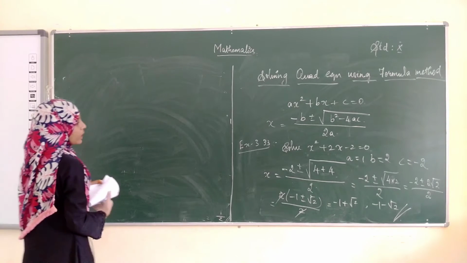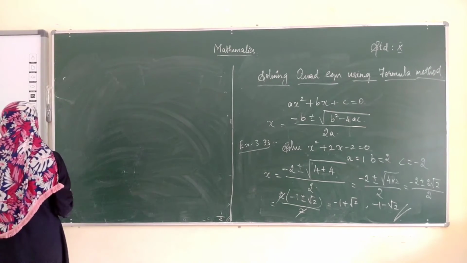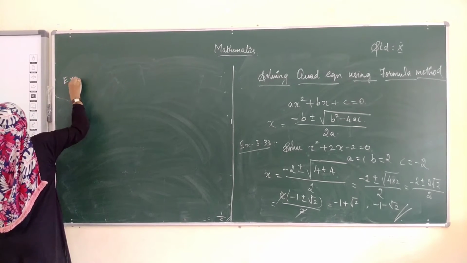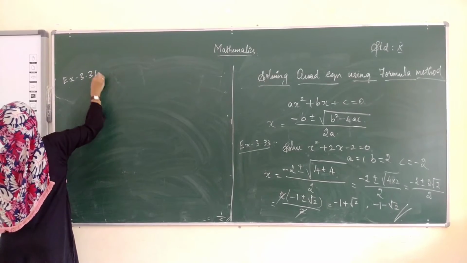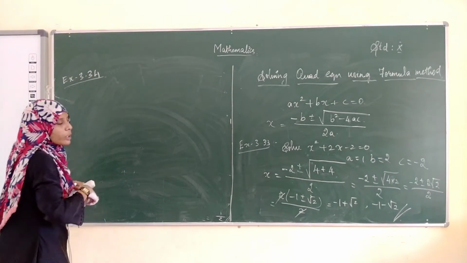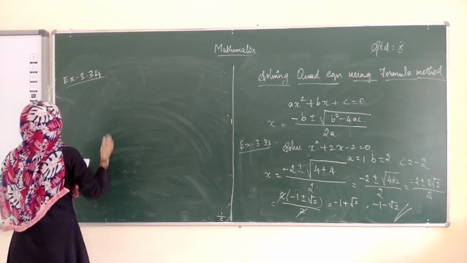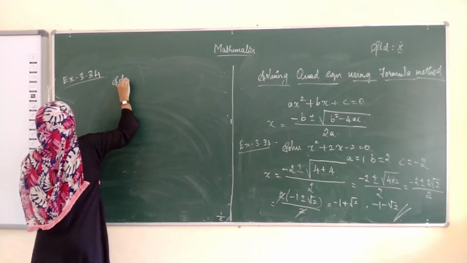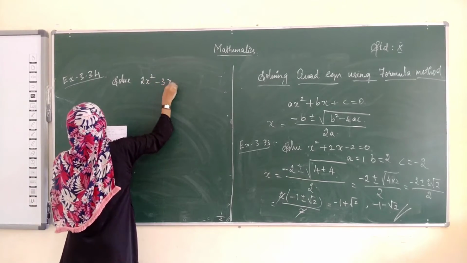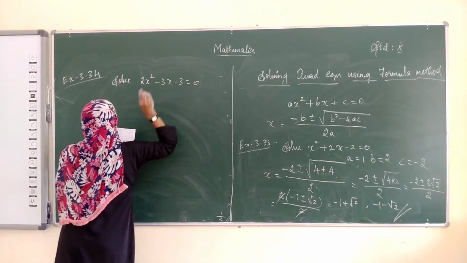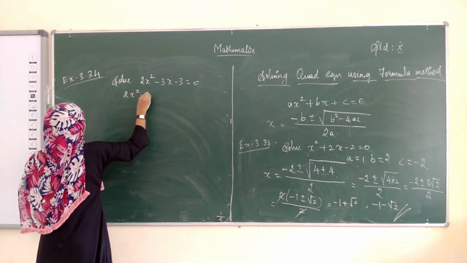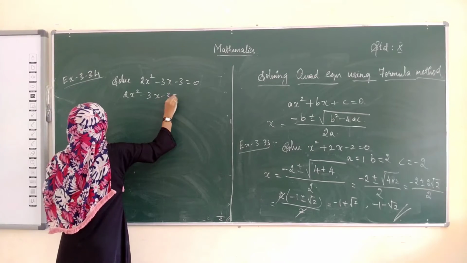We are moving on to the next example. What's the example for this? Example number 3.34. See the question. Again, they have given a quadratic equation. We have to solve it using the formula method. Solve 2x square minus 3x minus 3 equal to 0. Okay. See, this is in the general form: 2x square minus 3x minus 3 equal to 0.